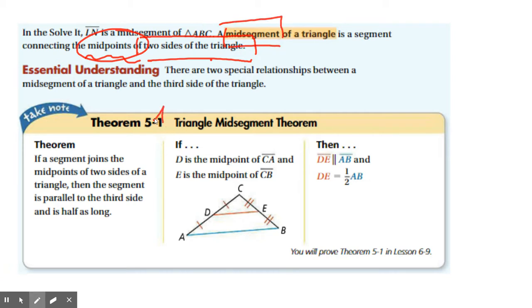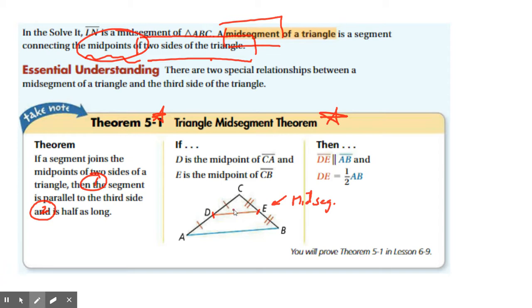So there is a theorem called the triangle mid-segment theorem. It says if a segment joins the midpoints of two sides of a triangle, so if a segment is a mid-segment, then two things. Number one, the segment is parallel to the third side, and number two, it's half as long as the third side. So in this picture, D and E are midpoints. That means that DE is the mid-segment.